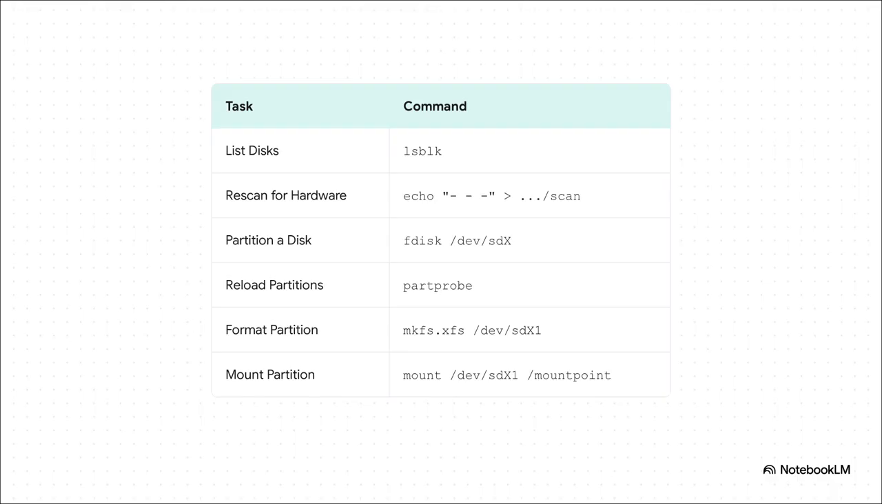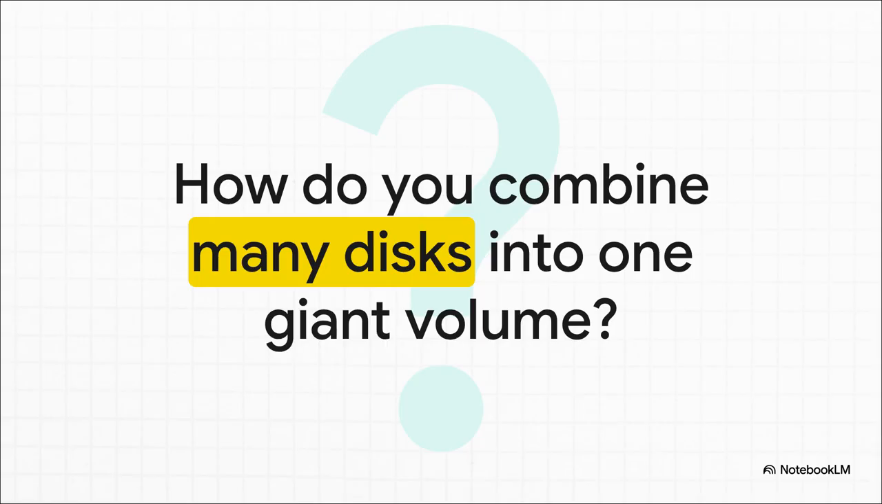So let's put it all together. This slide right here is your cheat sheet for the entire process. From finding the disk to mounting it, these 6 commands cover the whole workflow. I seriously recommend pausing here, taking a screenshot. This is everything you need in one place. So, you've now officially mastered adding a single disk to Linux.